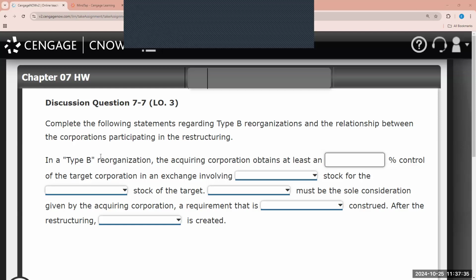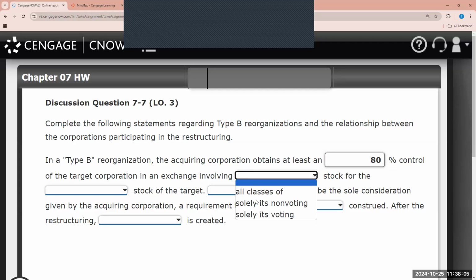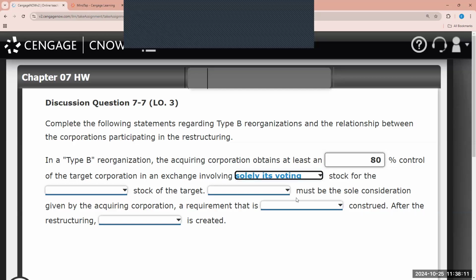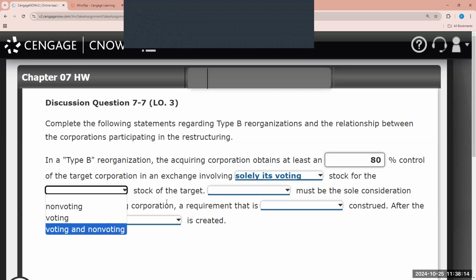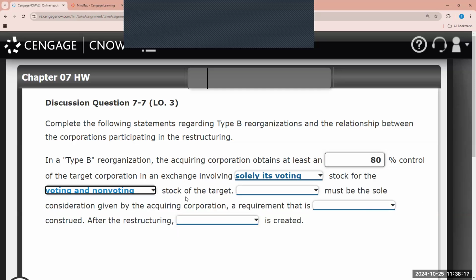So in a Type B reorganization, the acquiring corporation obtains at least, so one of the key things with a Type B, control is considered 80% of the target corporation in exchange for what? In summary, the acquiring corporation obtains at least 80% control of the target corporation in exchange involving solely stock. That's one of the key things. So solely stock, and not just any stock, but solely voting stock, in exchange for the voting and non-voting stock of the target.